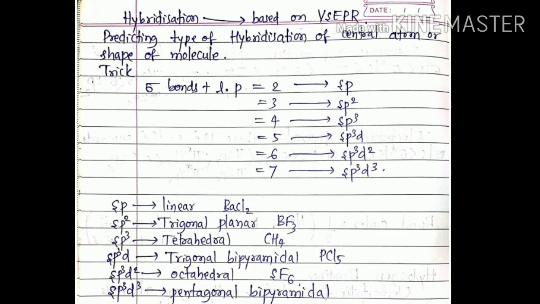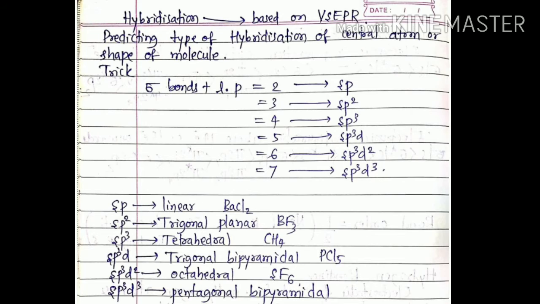Then we have hybridization based on VSEPR theory, predicting the type of hybridization of the central atom or the shape of the molecule. The trick is: if sigma bonds plus lone pairs is equal to 2, then the hybridization is sp. If it is 3, then sp2. If it is 4, then sp3. If it is 5, sp3d. If it is 6, then sp3d2. If it is 7, then sp3d3.